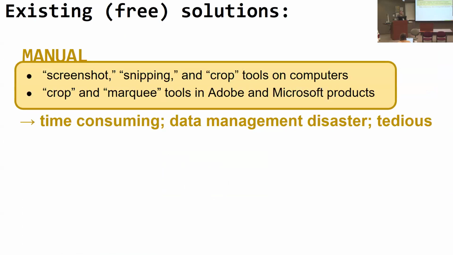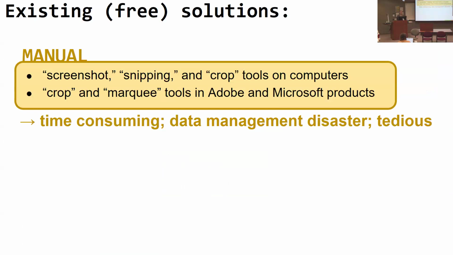So in a world without PicAxe, you have a few free options for extracting images from digital non-scrapable text-image environments. First, you have manual tools, which probably most of us have used unethically in our lifetimes. This includes tools like screenshot and snipping and crop functions that are built onto your computers, as well as functionally similar crop and marquee tools in popular image processing software.